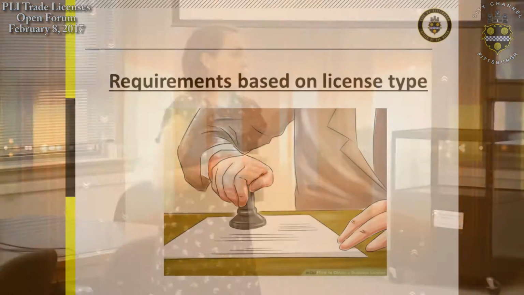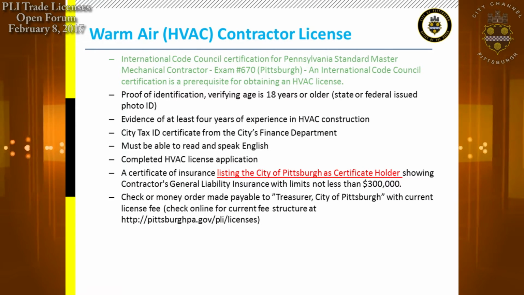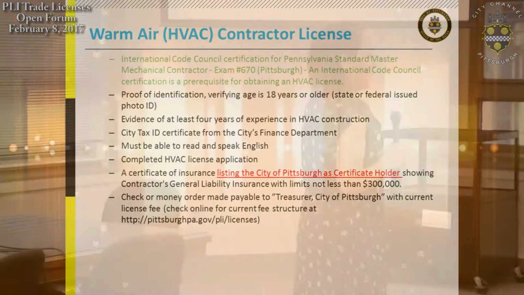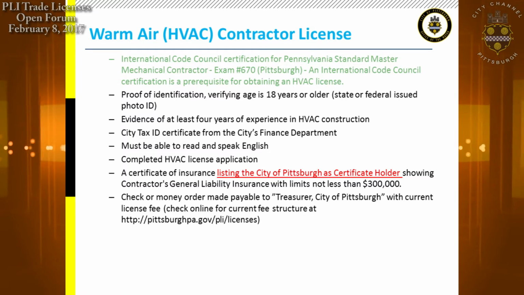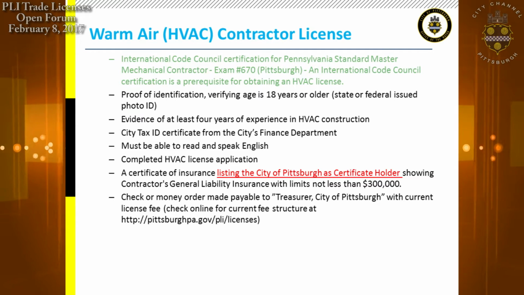Like I said before, the ordinance is very specific on what is required for each one of them, and we're just going to go through it very briefly to give you an idea. For HVAC contractor: the International Code Council Certificate of Pennsylvania Standard Master Mechanical Contractor, and we included the number of the test. ICC is very specific with each city and has assigned tests for each city, and it has a code, so people make sure that when they select the test, they select the correct one. An International Code Council Certificate is a prerequisite for the license. So this is something you have to have even to start the application process, okay?